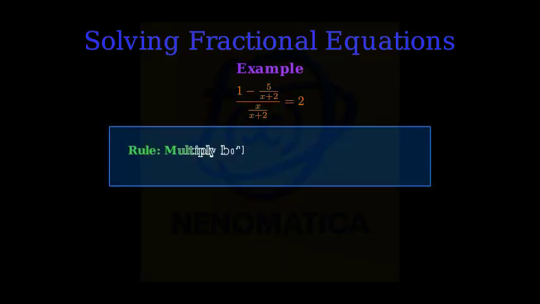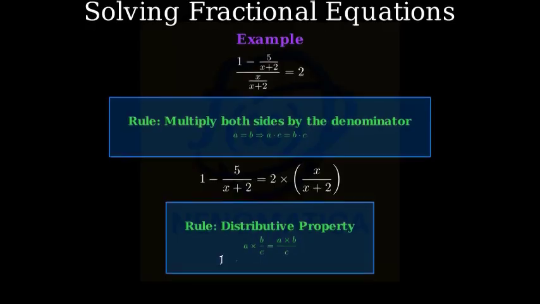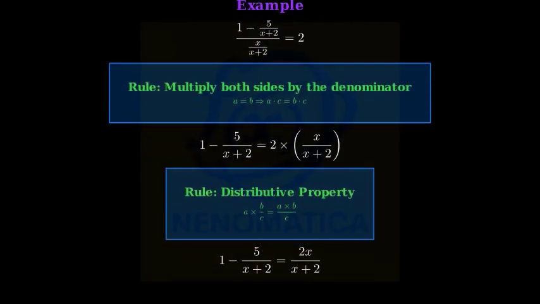We need to solve the equation (1 - 5/(x+2)) divided by (x/(x+2)) equals 2. Let's solve this step by step. First, we'll multiply both sides of the equation by the denominator of the left side, which is x over x plus 2. Now, let's simplify the right side. We have 2 times x over x plus 2, which equals 2x over x plus 2.